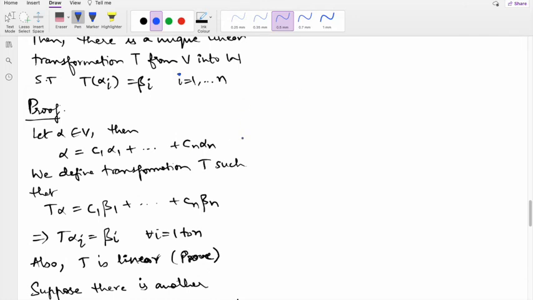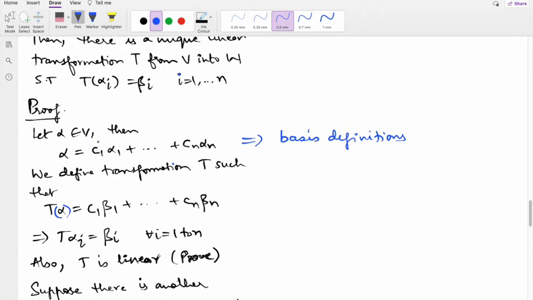So this is from the definition of basis, right? Because the basis spans the vector space, any vector can be defined in this format. Now what I'm saying is, I will define a transformation T such that T of alpha is the summation of C1 beta 1 up to Cn beta n, right?